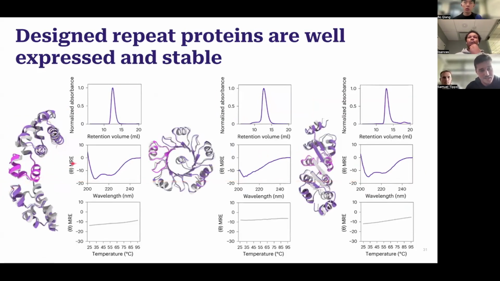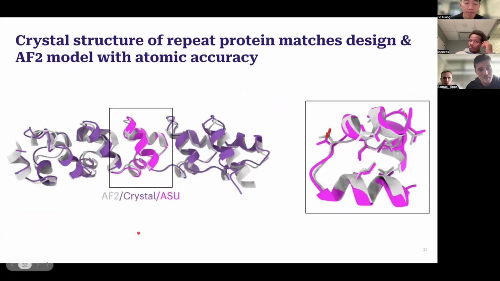And when we expressed and characterized these proteins, they looked good on size exclusion chromatography, which is this top row. Circular dichroism on this middle row, and for our thermal melts, they all looked stable up to 95C on this bottom row. And we were able to obtain the crystal structure of one of our repeat protein designs, and it was really great to see that even at the sidechain level of resolution, our design and AlphaFold models matched the crystal with atomic level accuracy.